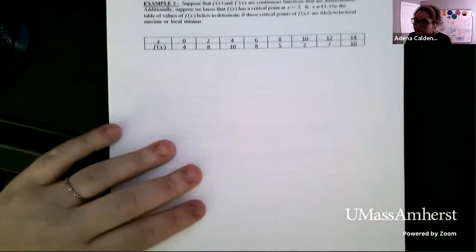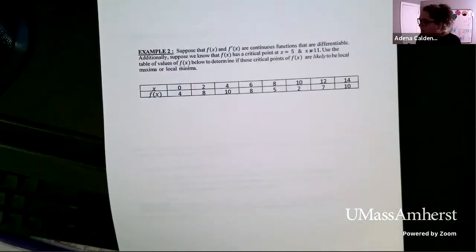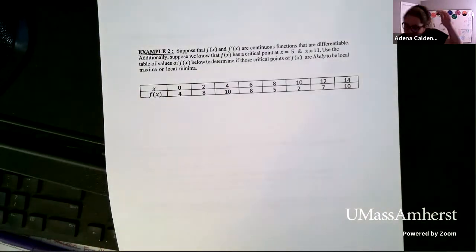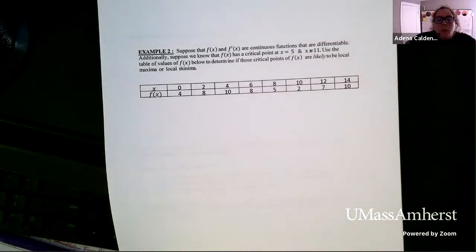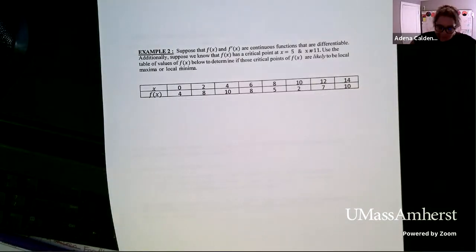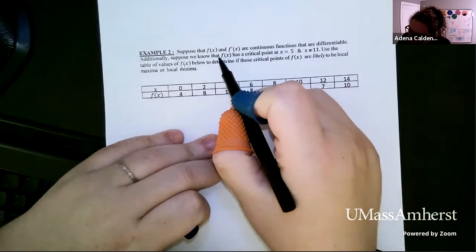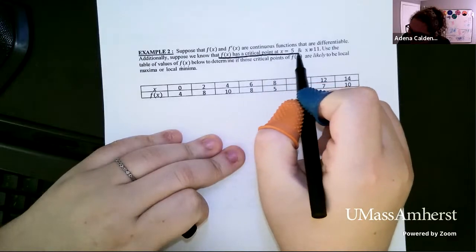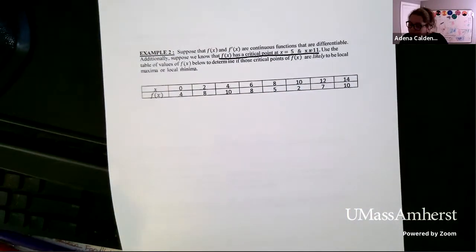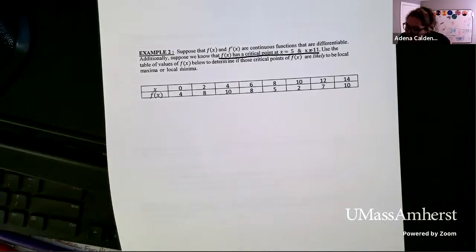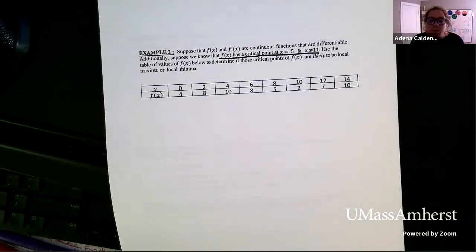Okay, so the other way that this comes up is in an example like this. I'm going to talk about it for a second and then have you think about it. So f of x and f prime of x are continuous, so they are connected everywhere and differentiable. We also know that f of x has a critical point at 5 and 11, okay? So the original function has a critical point at x equals 5 and x equals 11. Use the table of values below to determine if these critical points are likely to be local maximums or local minimums. So I want you to think about this for a minute.